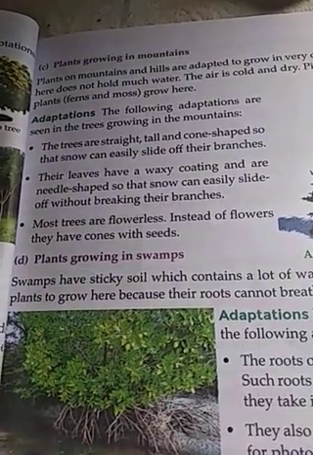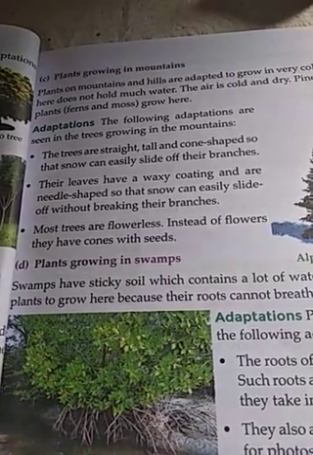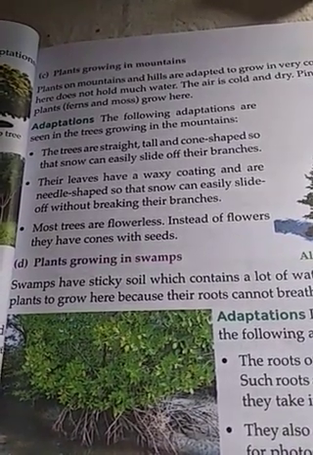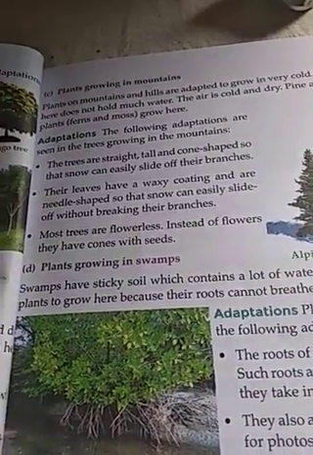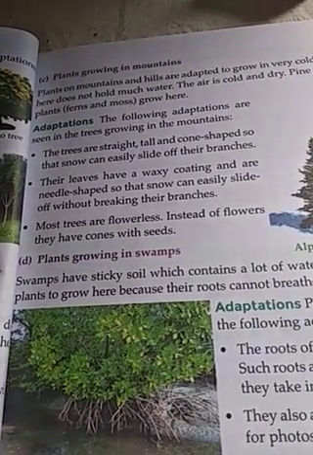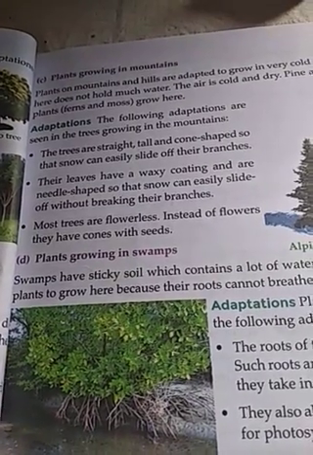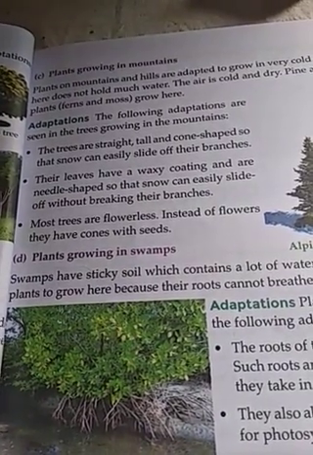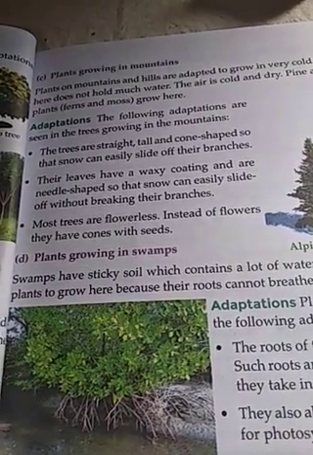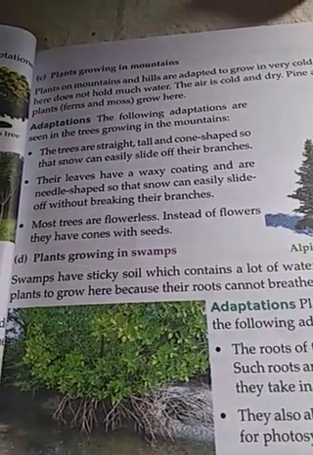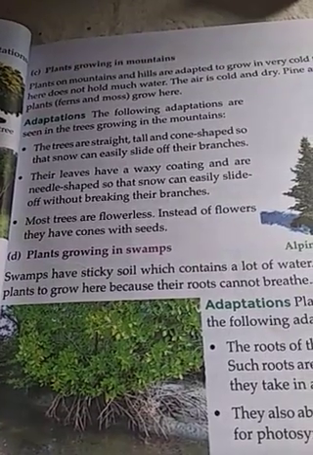Now, let us just have a reminder of what the adaptations of plants in the hilly or mountain area are. Number one, they will be very tall, straight and cone shaped so that the snow can easily slide off. Number two, the leaves will be waxy and needle shaped. Number three, most of the trees will be flowerless. Directly they will bear cones that will have seed in it.